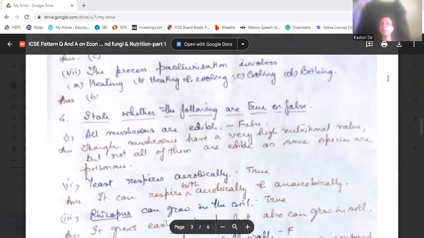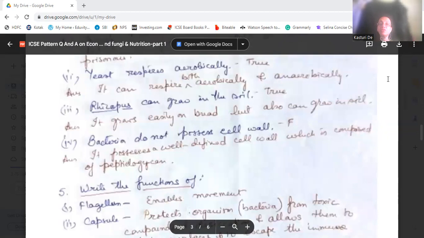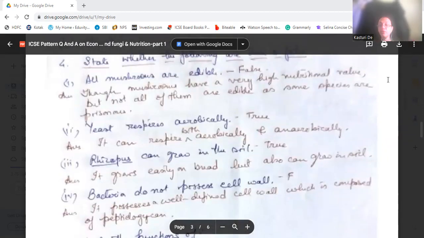Then state whether the following are true or false. All mushrooms are edible. That's false because many of them are poisonous. So not all are edible, but they have a very nutritious value. Then yeast respires aerobically. It respires aerobically as well as anaerobically, but anaerobic respiration is the main thing. Rhizopus can grow in the soil. That's true. It generally grows easily on the bread, but it can grow on the soil also.